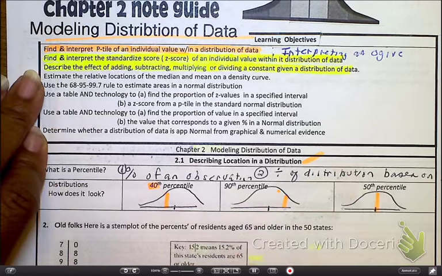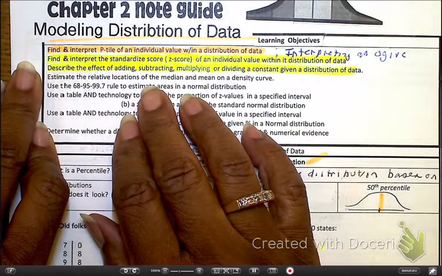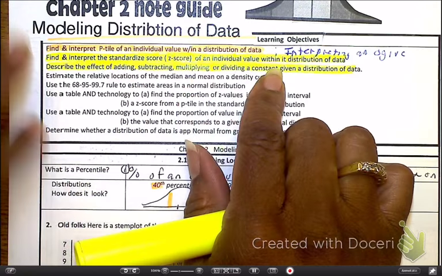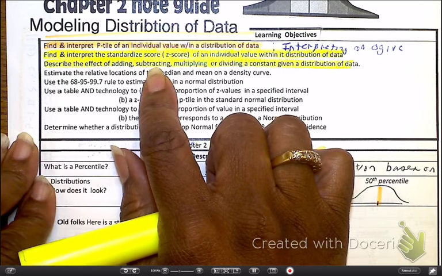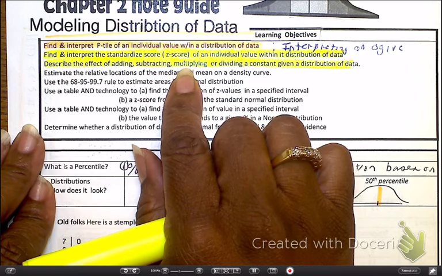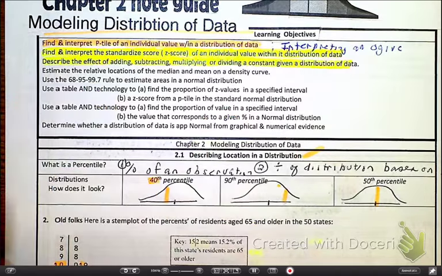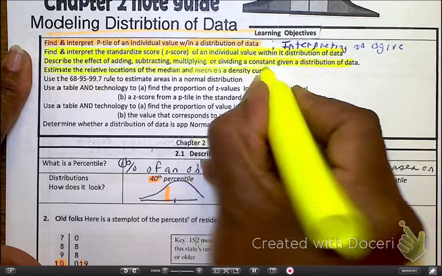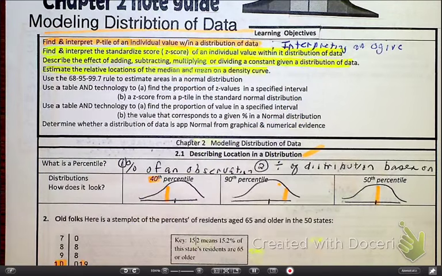Let's talk about the objectives. First of all, we are going to find and interpret the standardized score of an individual value within a distribution of data. And then we're going to go back to old school and look at what happens to the data when we add, subtract, multiply, or divide by a constant. And yes, we are also going to be estimating the location of the median and the mean in the density curve.